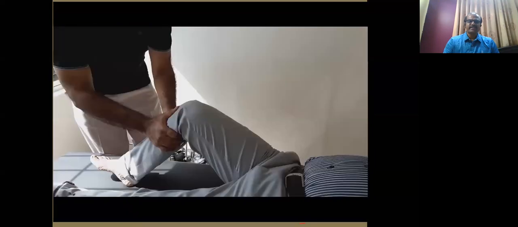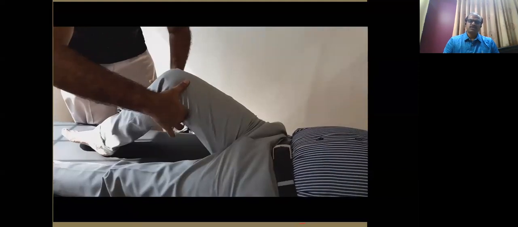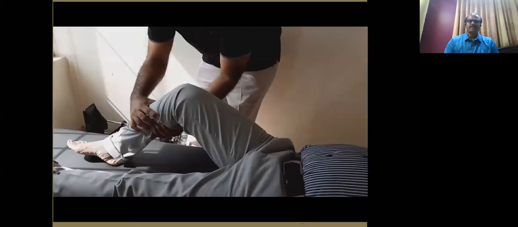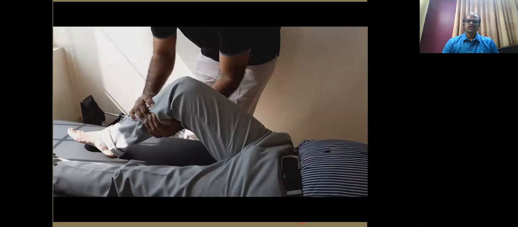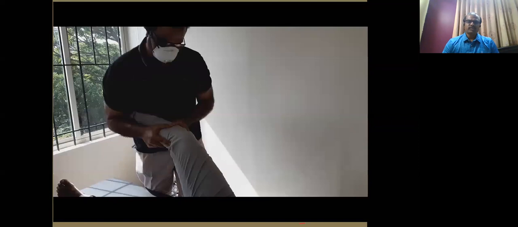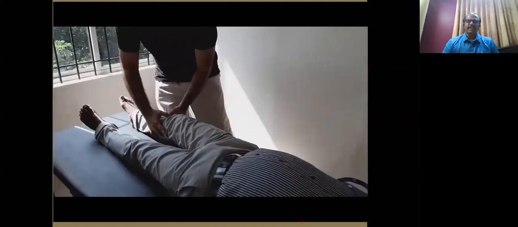So once you have done that, you have the AP glides and medial and lateral glides, which we can do in order to reduce the pain, as well as the rotatory mobilizations. So these are the things we can do in terms of reducing the pain with the joint kinematics, the movements which the joint does. And if you have people with more involvement, more distraction component has to be added, you can lift it off and then do the same.